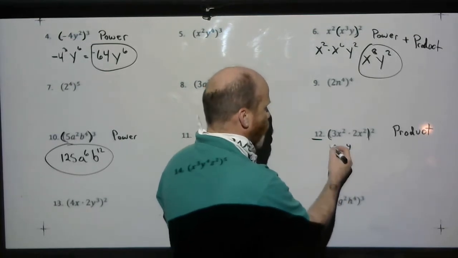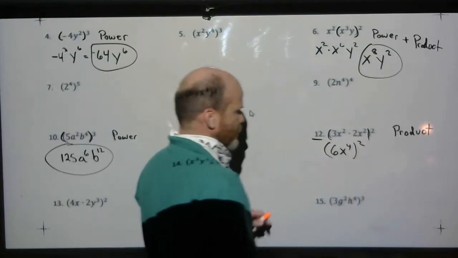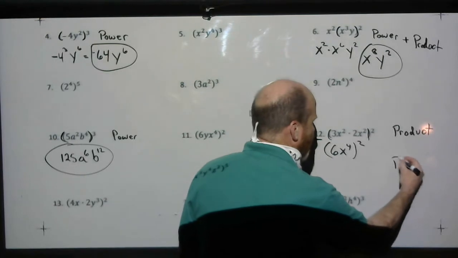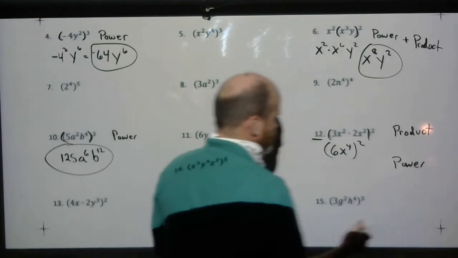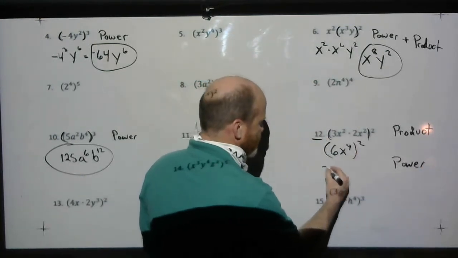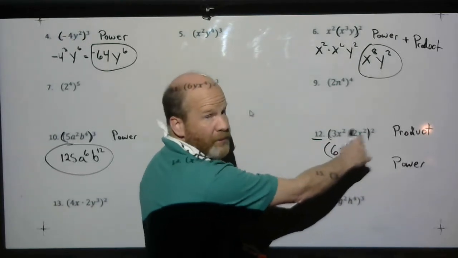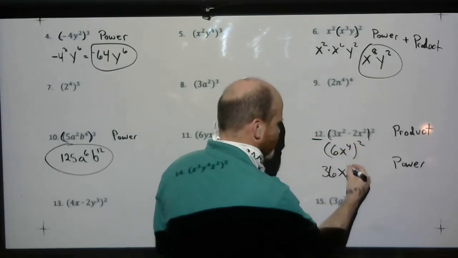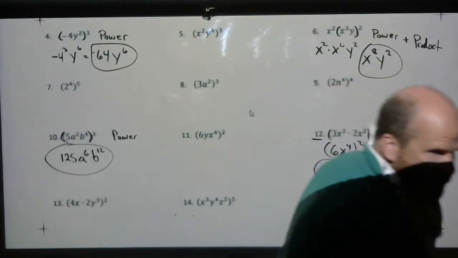Now I'm going to raise this whole thing to the power of 2. So now I have my power rule, and that's going to be 6 squared is 36. X to the 4th, I'm multiplying my exponents, with the x to the 8th power.